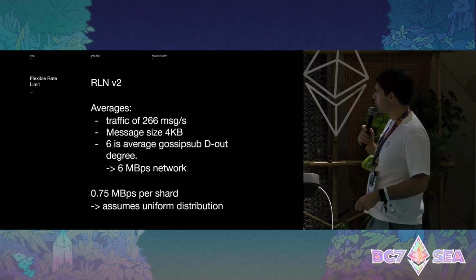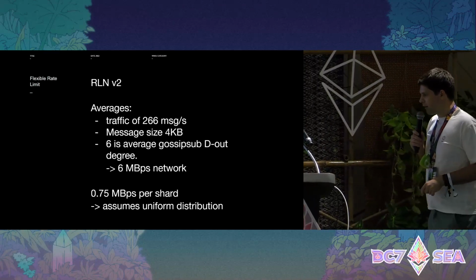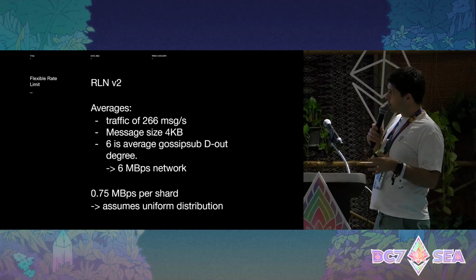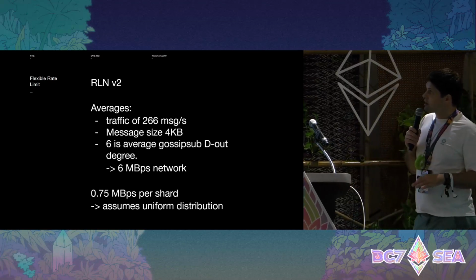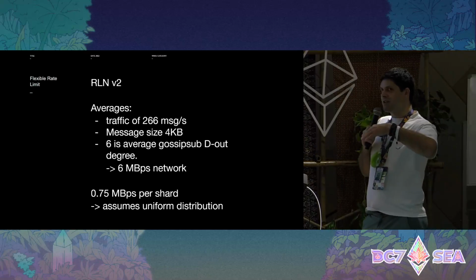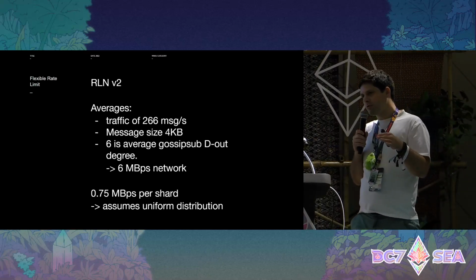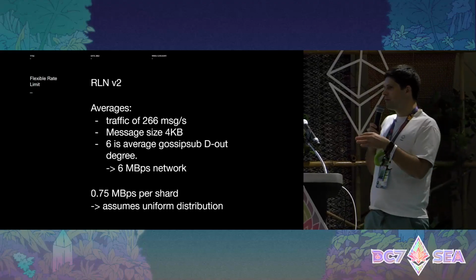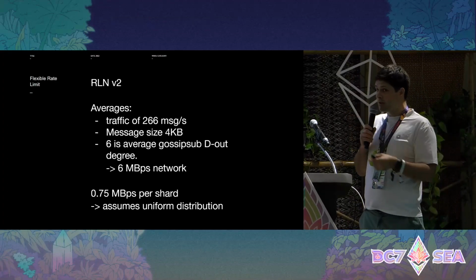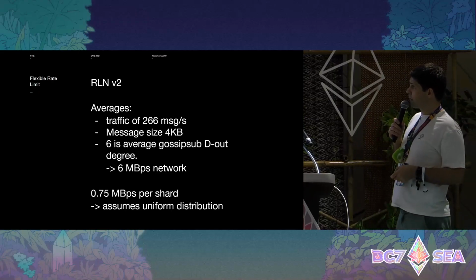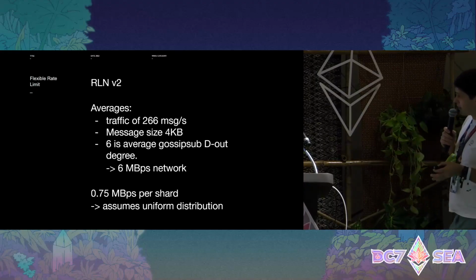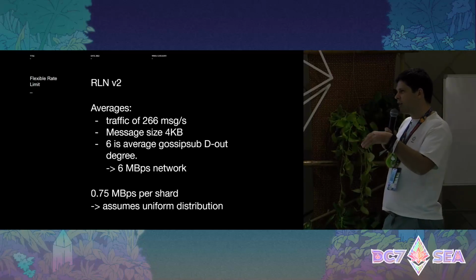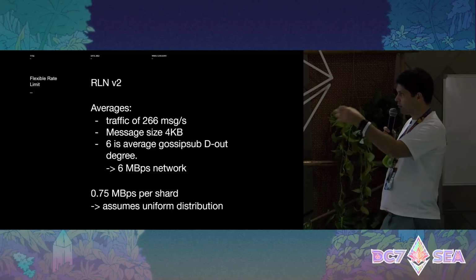All right. So just trying to do some prediction, some statistics. On average, doing some distribution, we could look at a traffic of 266 messages per second and an average message size of 4 kilobytes. The maximum message size is 150 kilobytes, but we don't expect every single user to send the maximum message size all the time. And actually, 4 kilobytes, looking at the Status chat application that uses Waku, is a good average that we can see in our infrastructure. So for Gossip Sub, we use Gossip Sub like Ethereum. 6, the out degree, is basically the number of peers that you are connected to and forwarding messages to, and also these peers are forwarding messages to you.